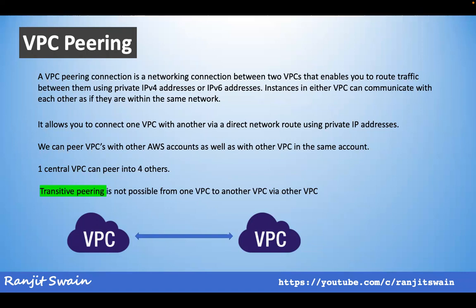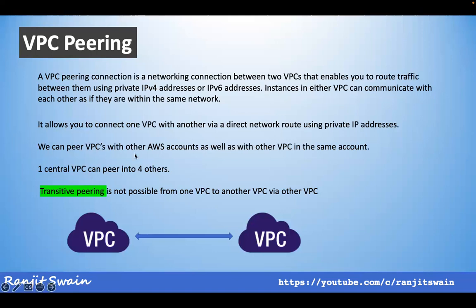But in case of VPCs, if you are going to put resources in one VPC and another VPC without having networking connectivity, we can use VPC peering to connect the resources between two VPCs. It allows you to connect one VPC with another via a direct network route using private IP addresses. We don't need any public IP addresses or public internet to connect the resources. So via a direct network route, we can use the resources between two VPCs.